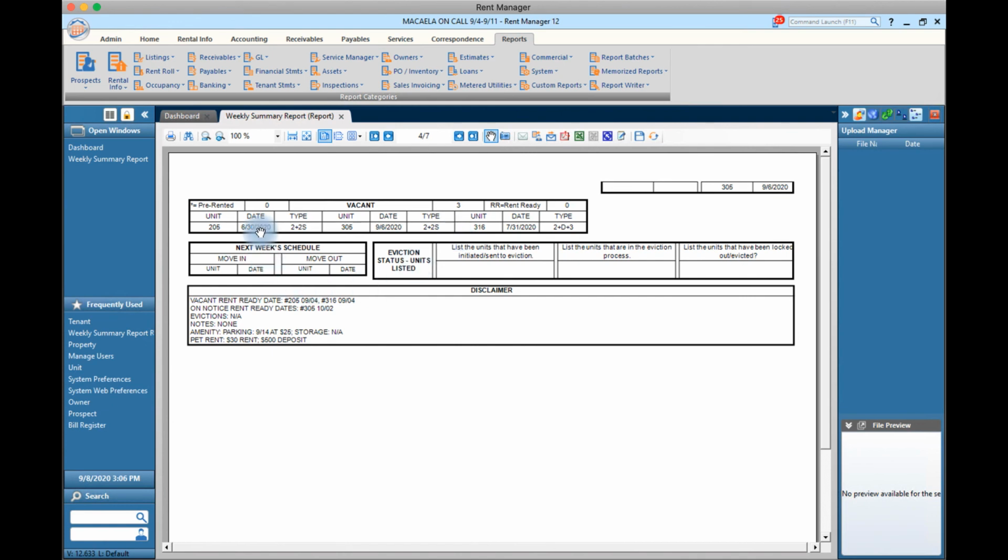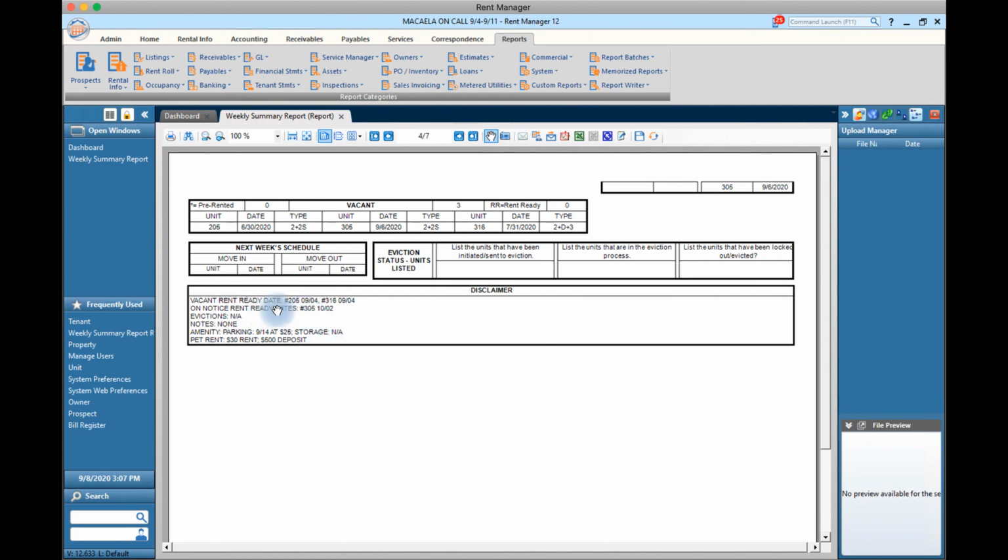These guys have been vacant for a while. This one has been vacant since June, and this one has been vacant since July. So these should be rent ready pretty soon. 205 should be ready on 9/4. 316 should be ready on 9/4, and then unit 305.